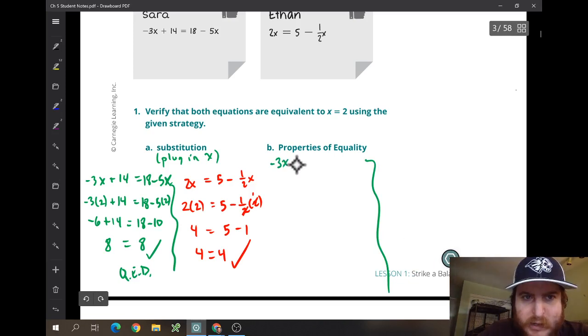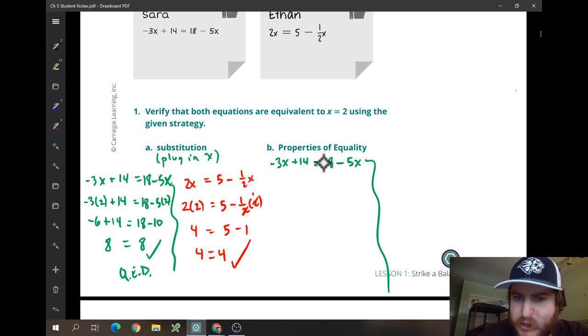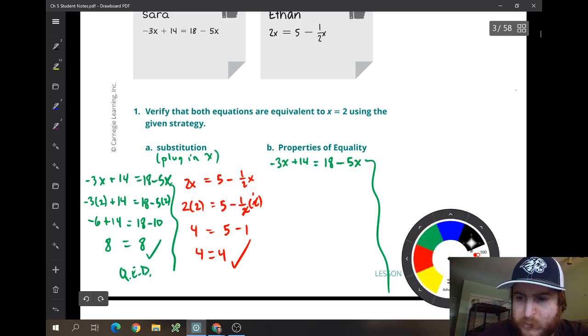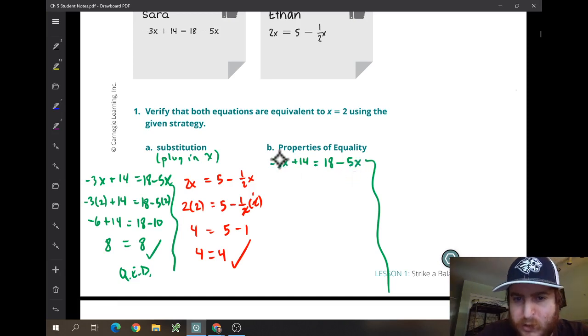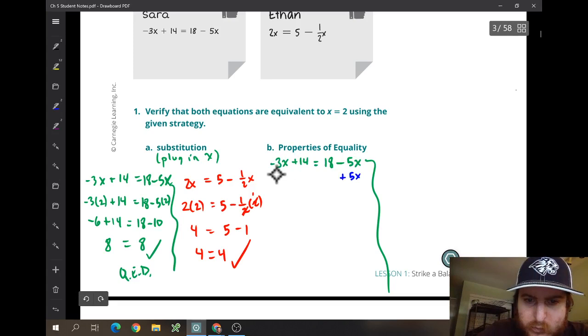So negative 3x plus 14 equals 18 minus 5x. If I don't have any fractions or parentheses like that, I can just move my x's to one side and my numbers to another side. So what's bigger, negative 3 or negative 5? Negative 3 is bigger, so I'm going to choose to move my x's to the left side and my numbers to the right side. Because negative 3 is bigger, I always move my x's to the side with the bigger x. So I'm going to do plus 5x to both sides.